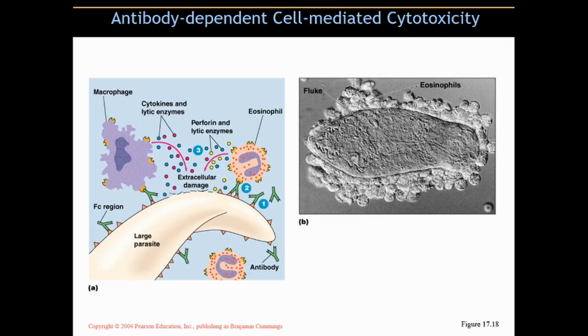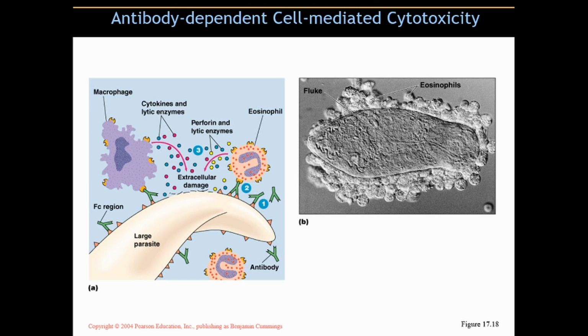This is just the mouthful one, antibody-dependent cell-mediated cytotoxicity, looking at it up close. So not only do eosinophils come in, but these antibodies will also attract, of course, macrophages, and then they will release cytokines and lytic enzymes, and then it's over for this large parasite.